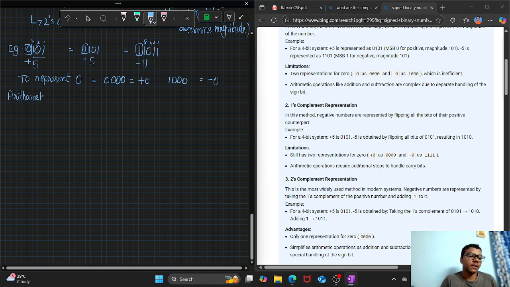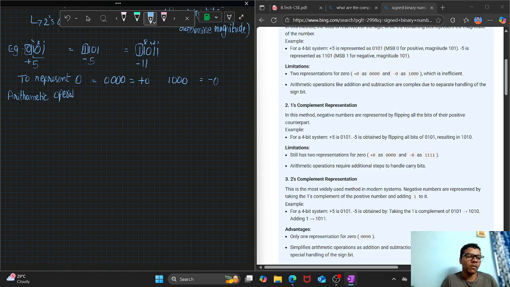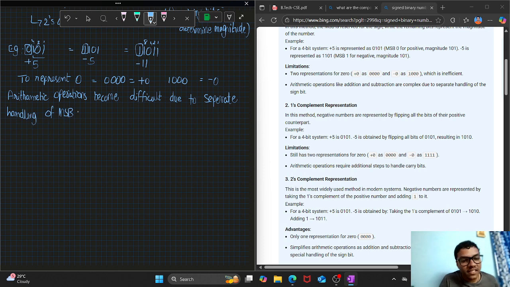And arithmetic operations become difficult due to separate handling of MSB. So you need to separately handle the MSB again, which is complicated to do. So it is difficult to implement in computers. And now let's look at the one's complement method.